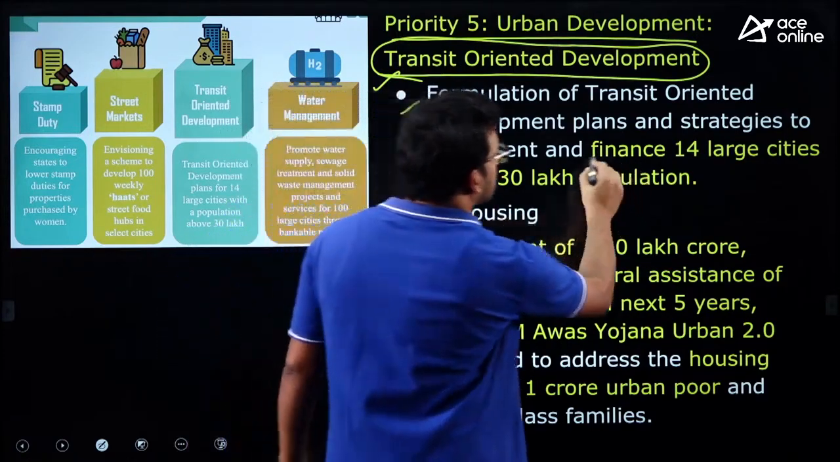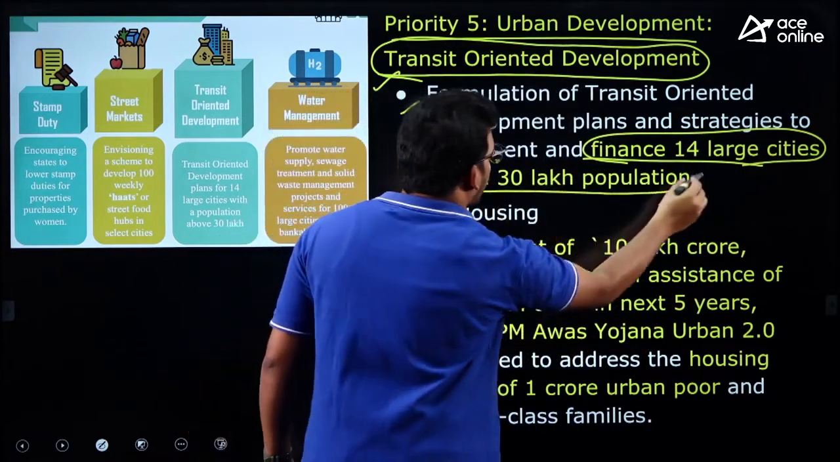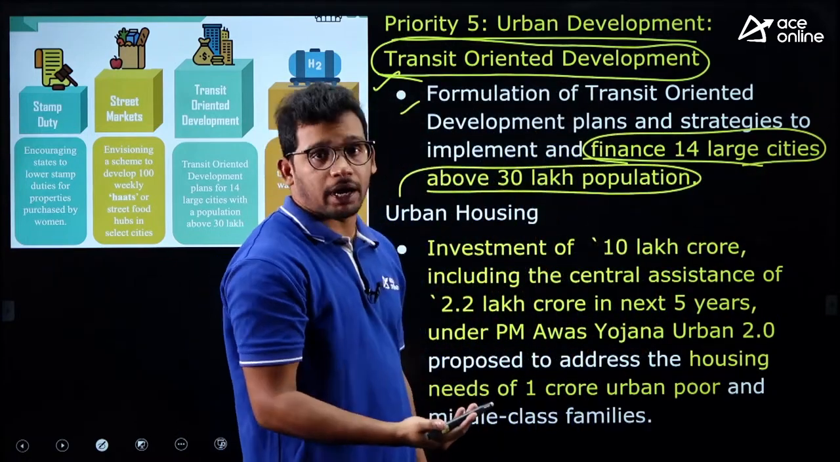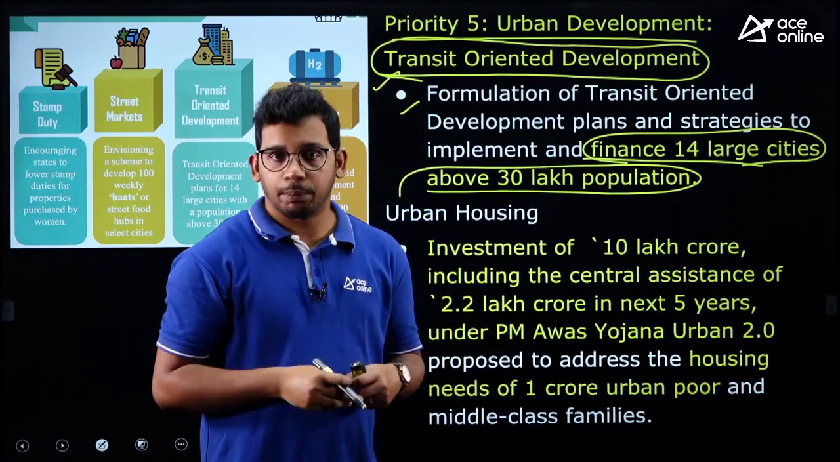For this, the government is going to target 14 large cities with a population above 30 lakh, like Delhi, Hyderabad, Bengaluru. Bengaluru traffic is a huge problem now for those people who are working there.